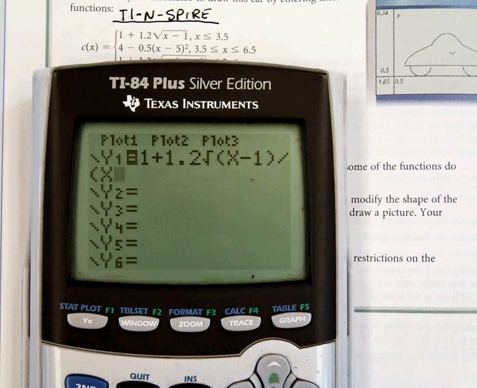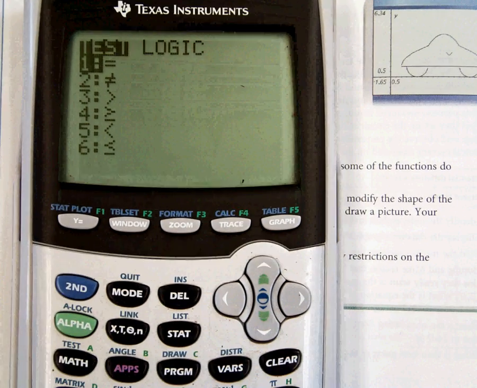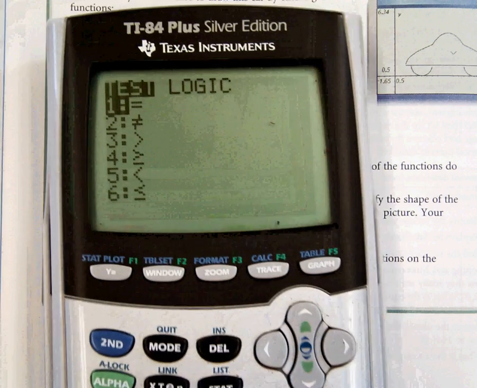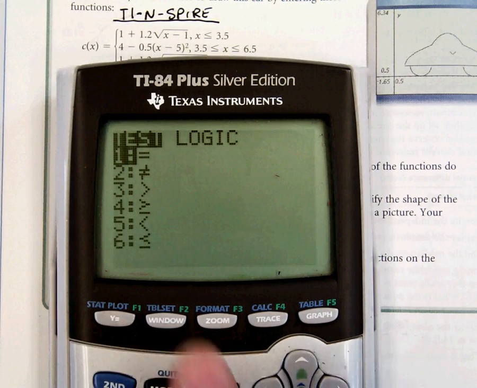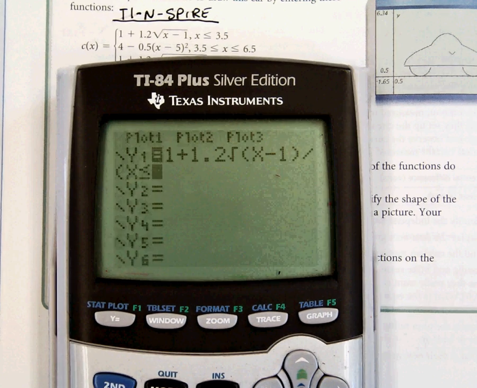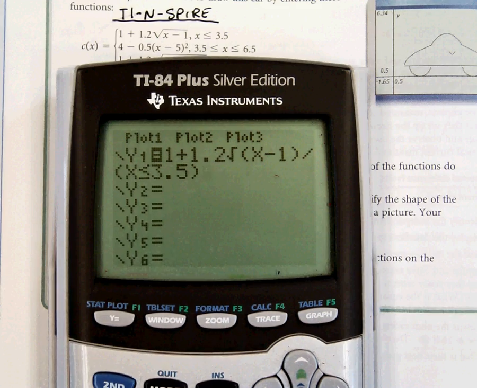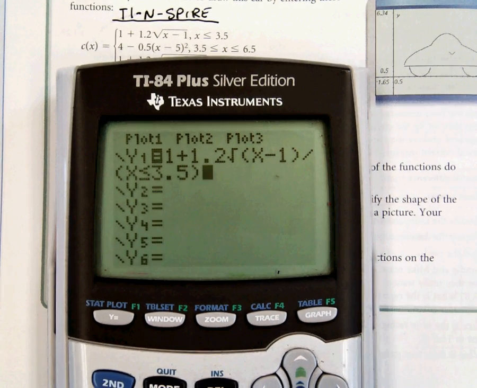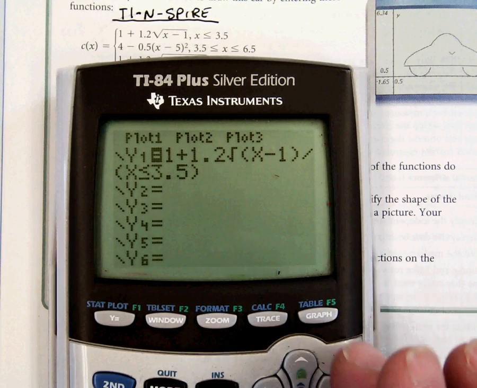3.5. Now the less than or equal to will come from pressing second math. See how it says test? These are the different inequality symbols that we can use. We want to type in less than or equal to, so we're going to choose option 6, 3.5, close. Now, if I graph this, we should see part of the car that they have here on page 244. Let's see what part comes up.